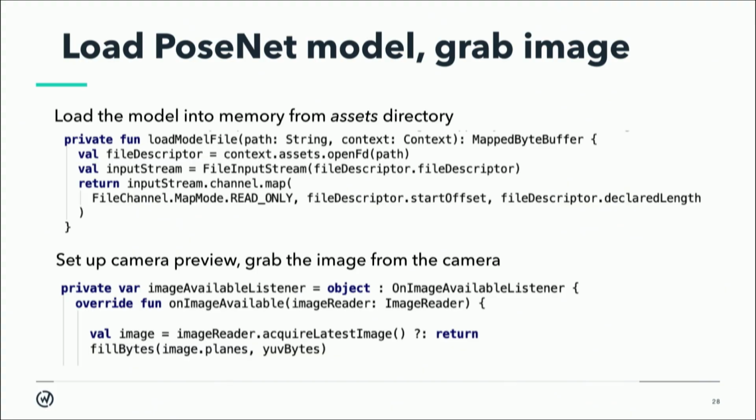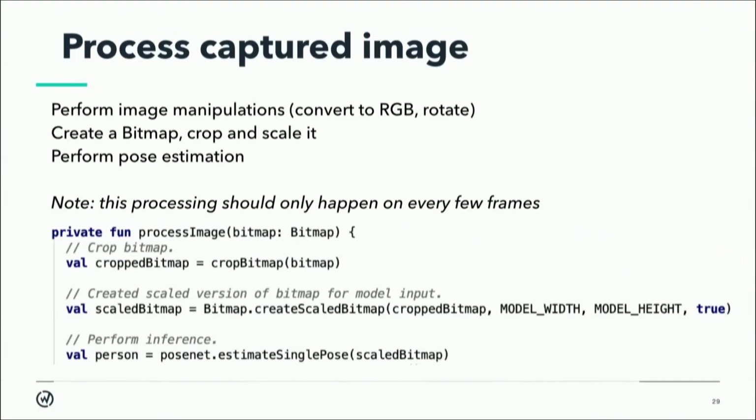But basically, once we have an image available from the camera, we will have to create a byte buffer from that. And then, as I mentioned earlier, we need to perform some image manipulations. So in this specific example, we'd have to convert it to RGB format, rotate and create a bitmap, crop and scale it, and then run the pose estimation method on the PoseNet class.